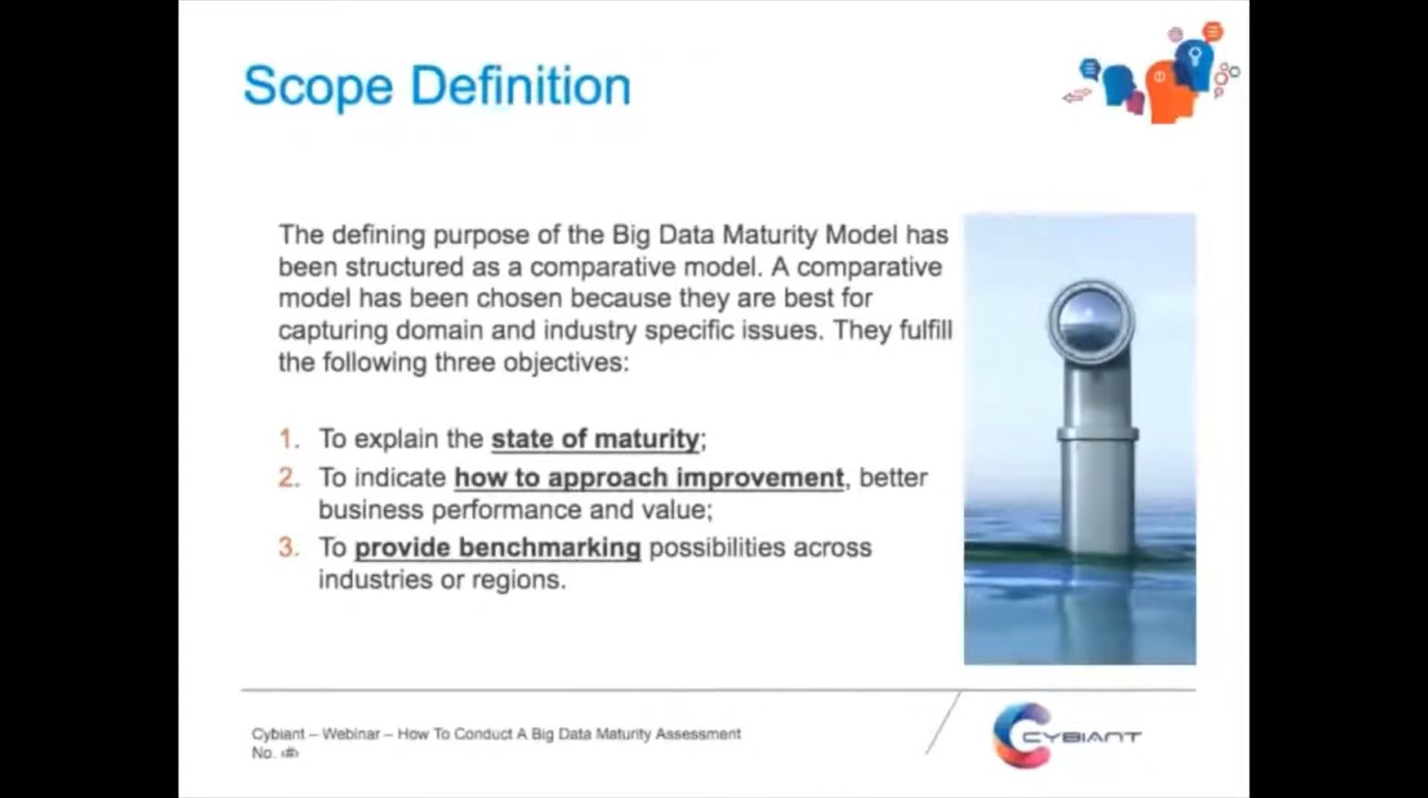So because of that, the first thing that we've done is that we've scoped the assessment towards very specific industry issues. So what the scope of this big data assessment will do is it will look at the current state of maturity. It will look at how to approach improvement. So based upon the things that we measure, you also get a plan towards the next level of target maturity. And third of all, it provides benchmarks. What is a benchmark? Well, a benchmark is how you compare in your organization towards other organizations. So that's what the benchmarking is all about.